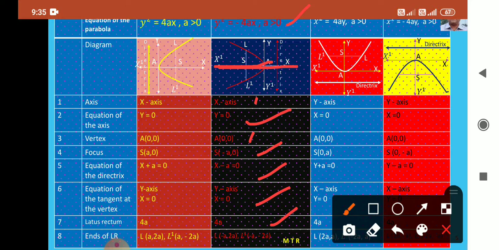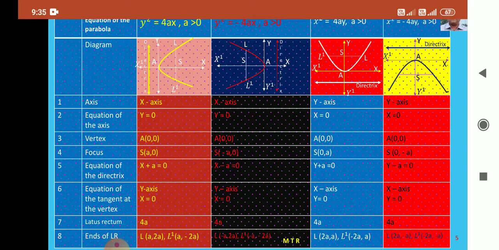Because this is the second case. The third case: if the equation of the parabola is x square is equal to 4ay, here the square is on x, so the curve is symmetrical about the y-axis. The formulas are like this. If x square is equal to minus 4ay, the formulas are like this. You must know the cases of the parabola.